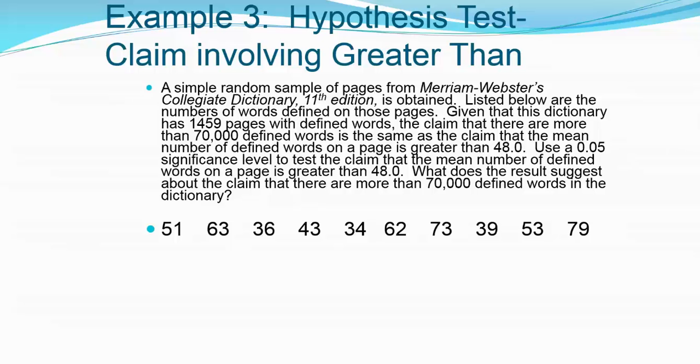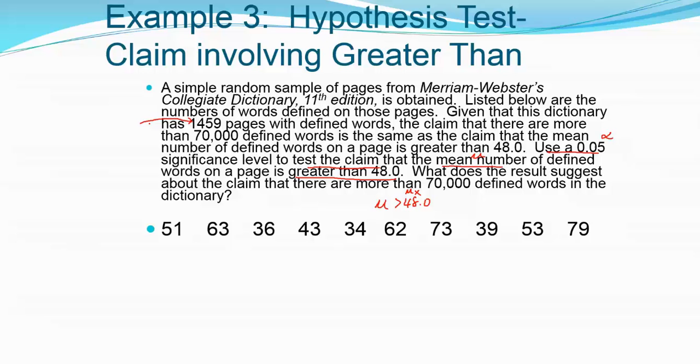greater than 48. So in this last sentence here, it says use a 0.05 significance level. So alpha is 0.05. And it says test the claim that the mean number, so I'm going to use mu, is greater than 48. So I have mu greater than 48. So my claim mean is mu sub x bar is 48. So if I back up a little bit, it says the dictionary has 1,459 total pages.